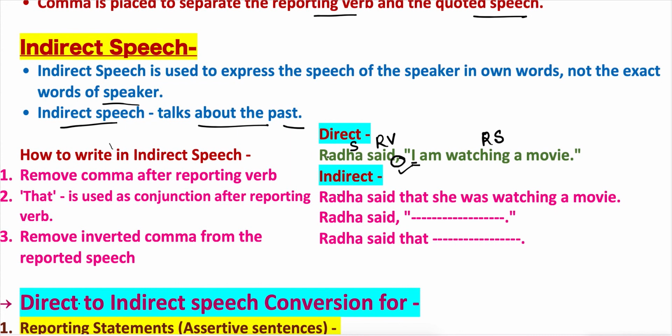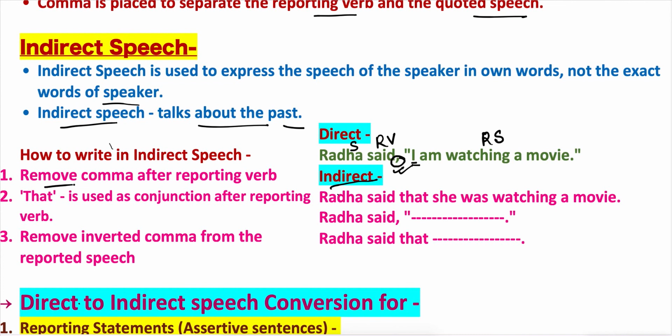So the same thing we have to remove for the indirect format. We have to remove this comma. Second, the first letter of the reported speech must not be in capital letter. And one more thing, we have to add the conjunction "that" after the reporting verb. So there are three rules for writing the indirect speech format.